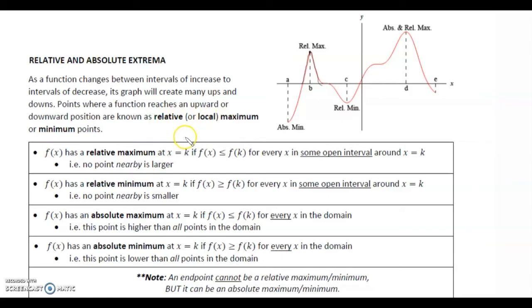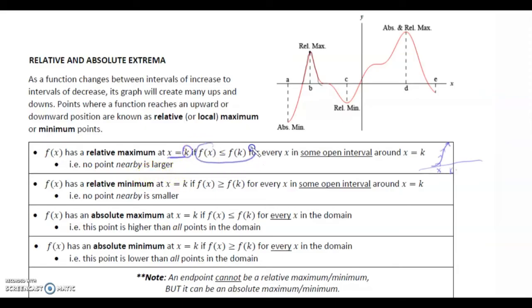Okay, so in theory, what this means, we have a relative maximum at x equals k, so any value k, such that f at x is less than or equal to f at k. That means that we're going up during that interval. Okay, x is here and then k is here, and those are on the x-axis. Okay, for every x in some open interval around x equals k. Okay, all this means is no point nearby is larger.